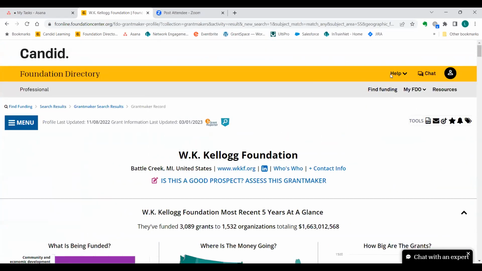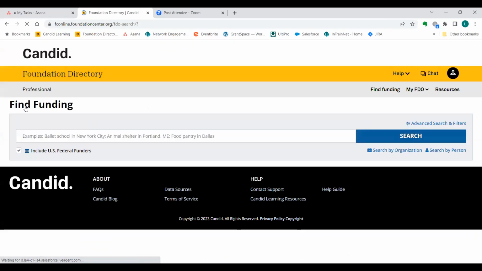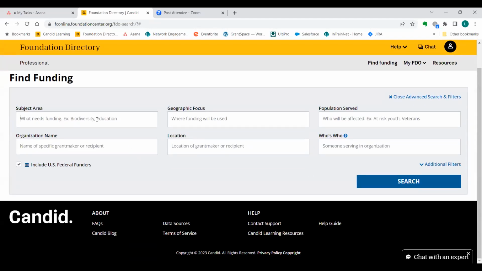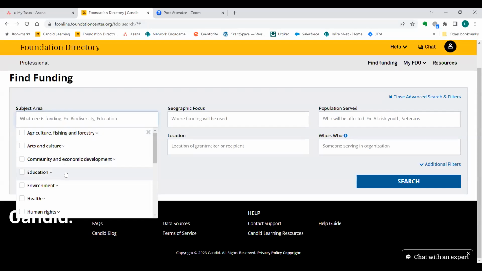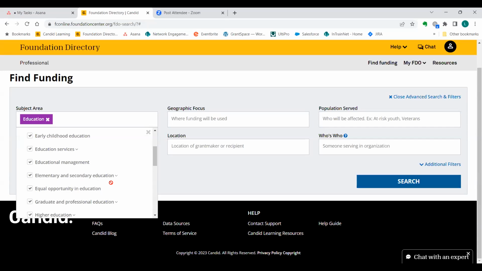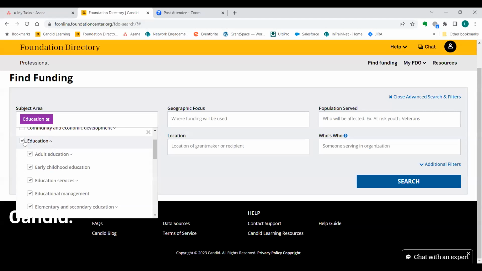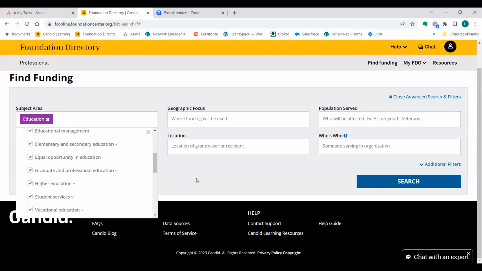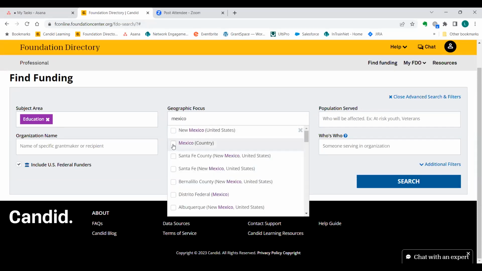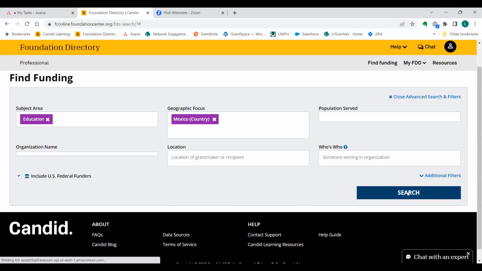Let me do that. I'll go back to our Find Funding, and then we're going to do the advanced search and filters. If you were looking for education as your subject area, I would do education broadly. You could limit it to higher education, but because the geographic focus is narrower, because you're just looking in Mexico, I would keep the subject broad. So I would just start with education and then maybe use higher education, depending on how many results you get. So we would try this again for Mexico.